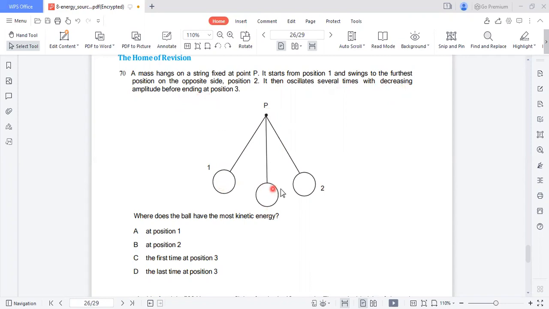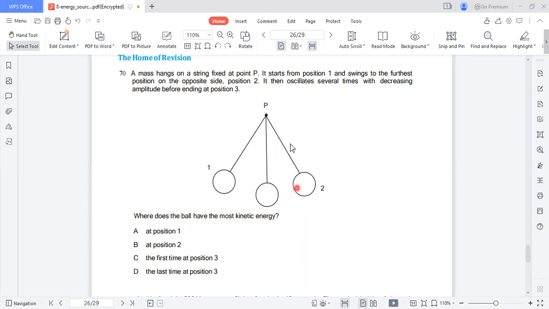Yes, its amplitude starts decreasing due to some friction. Here is the point of connection where some frictional effect would be present, and also air friction. This is called the damping effect. The decrease in energy and decrease in amplitude is actually the damping effect. Where does the ball have the most kinetic energy?